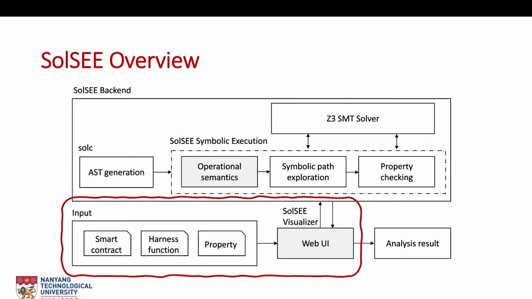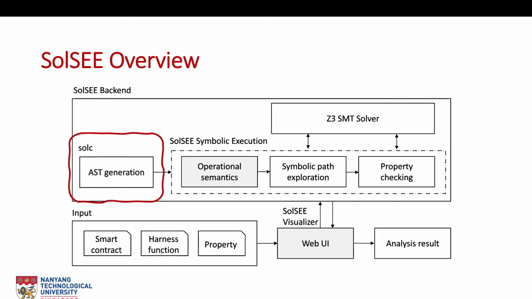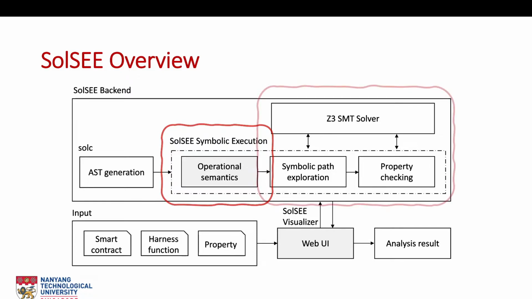Given the smart contract and a harness function, SolSEE uses a Solidity compiler to generate the AST for the analyzed contracts. Then, SolSEE symbolically executes each statement by traversing the AST based on the Solidity operational semantics. The storage or memory configuration of the smart contract is encoded symbolically as Z3 types. The SMT solver is used to discharge the feasibility queries of symbolic paths and prove user-defined properties.